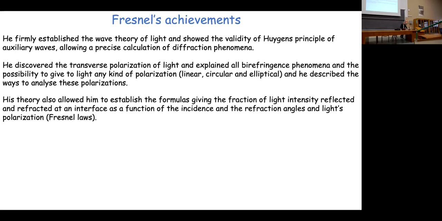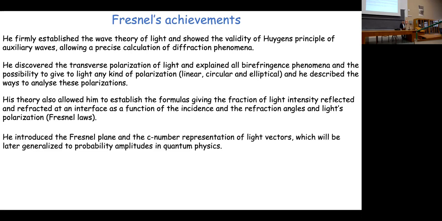His theory also allowed him to establish the formulas which give the fraction of light. When you send light on a diopter, part of the light is reflected and part of the light is refracted inside the medium, but the fractions of light which were reflected and refracted were unknown until the formulas that Fresnel gave. And he showed in particular that at the Brewster angle, you get a total reflection of the polarization parallel to the surface. He introduced the Fresnel plane and the complex number representation of light vectors, which will later be generalized to probability amplitude in quantum physics. So it's a very important advance.